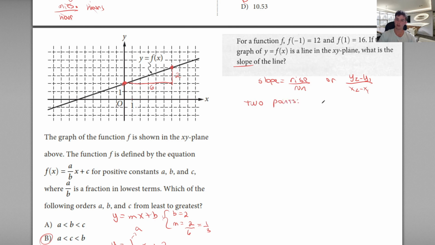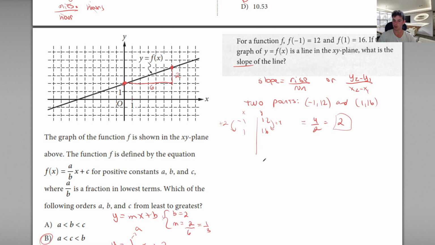2 points. We do have those points, which is (-1, 12) and (1, 16). Okay, so we can do rise over run just fine, or we can do y2 minus y1, or we can make a table right here really quickly, x and y: -1 and 12, and 1 and 16. So we know each increase in x by 2 from -1 to 1 is going to increase the y by 4. So rise over run would be 4 over 2, which is equal to 2.